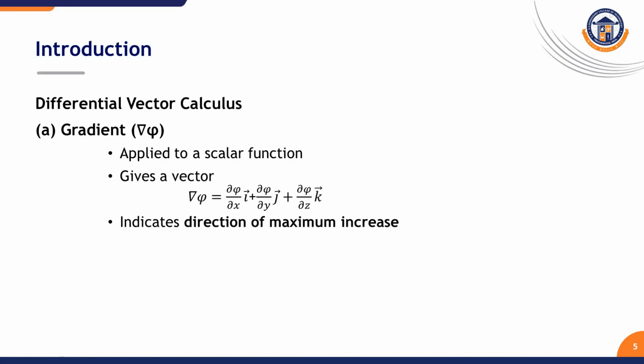Next, differential vector calculus. Gradient: del phi applied to a scalar function gives a vector. Del is nothing but i vector dou by dou x plus j vector dou by dou y plus k vector dou by dou z. Here del phi is nothing but i vector dou phi by dou x plus j vector dou phi by dou y plus k vector dou phi by dou z. It indicates the direction of maximum increase.